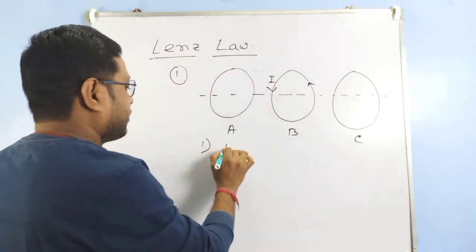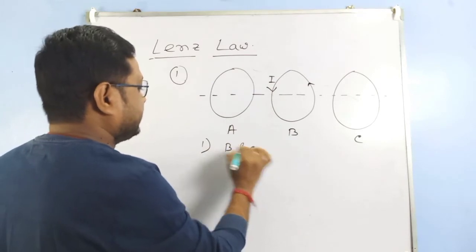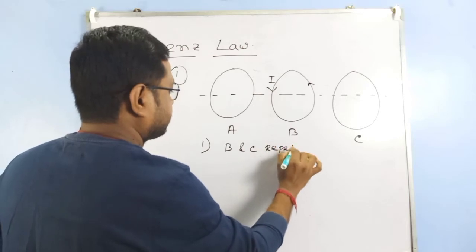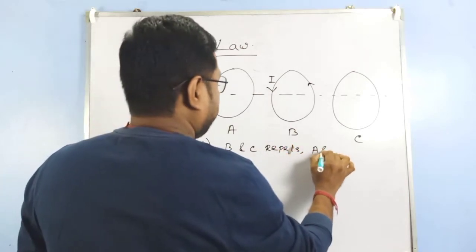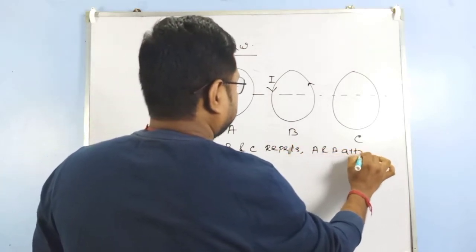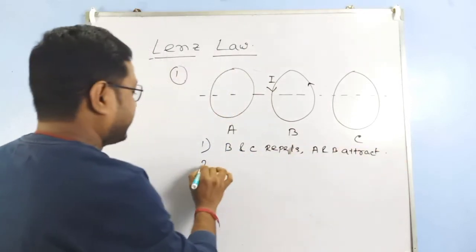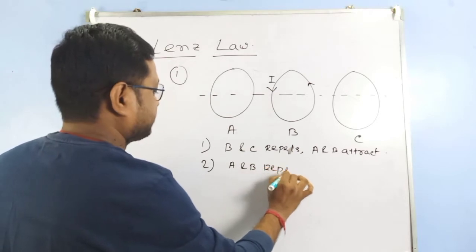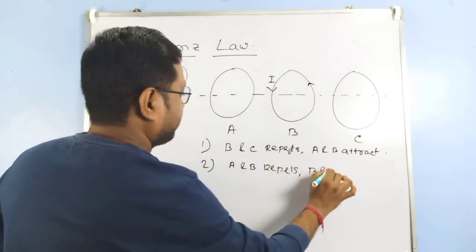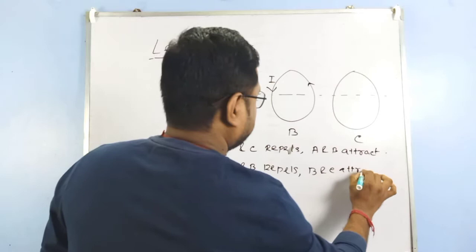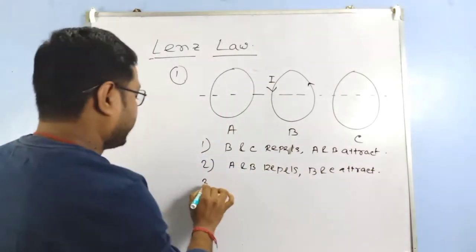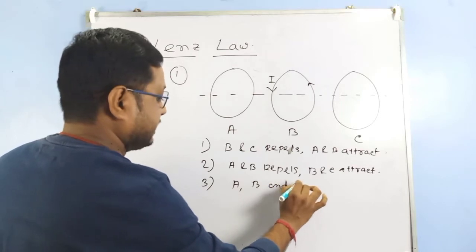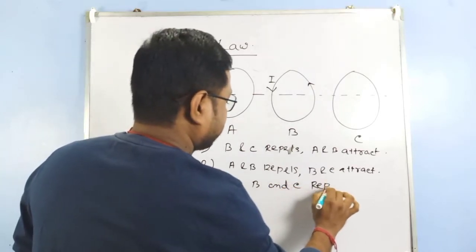A, B and C repel, or A and B attract, or A and B repel where B and C attract, or A, B and C repel each other.